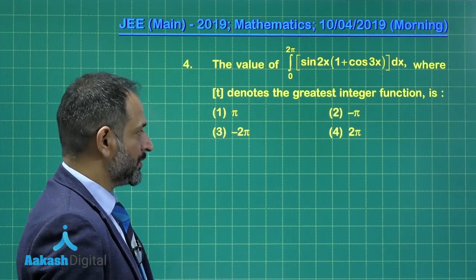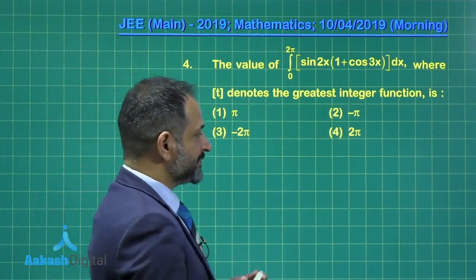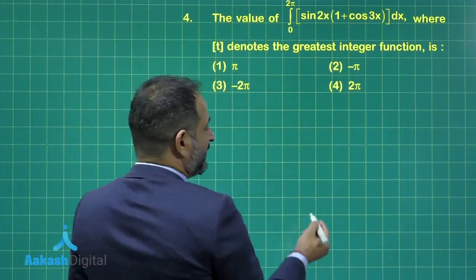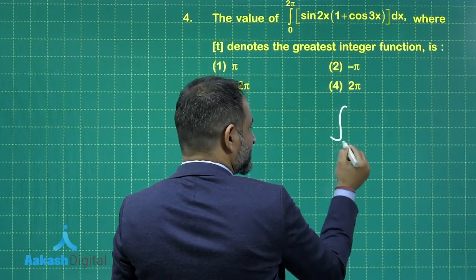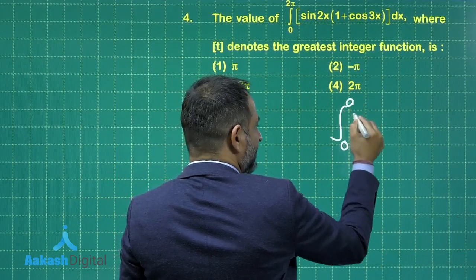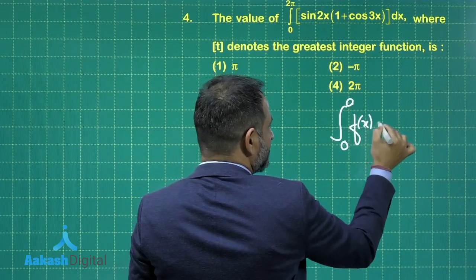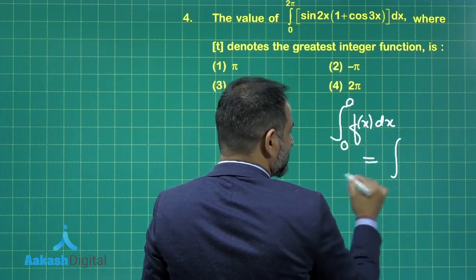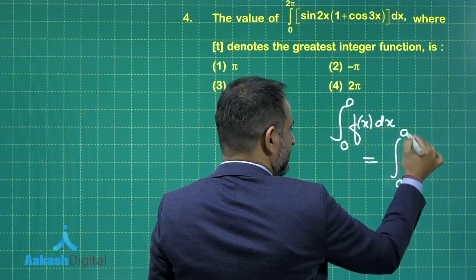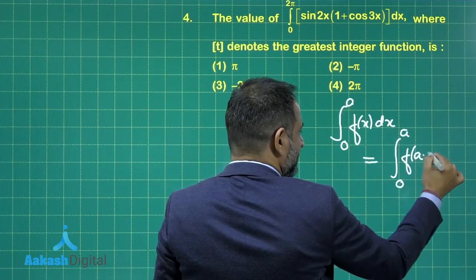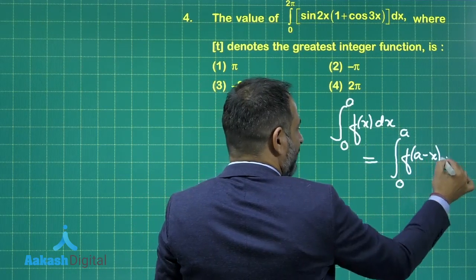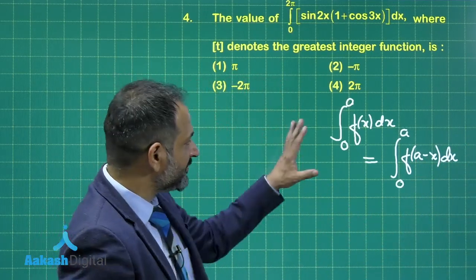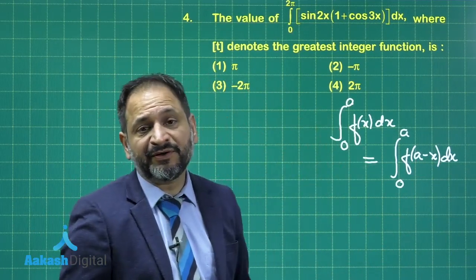If you know a very important property of definite integrals, if we have f(x) from 0 to a, a function which is to be integrated, if you replace x with a minus x, the value of the definite integral is not going to be changed here. So this is a very important property which we will be using here.